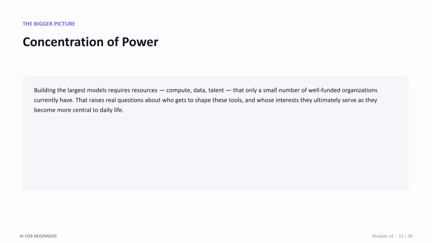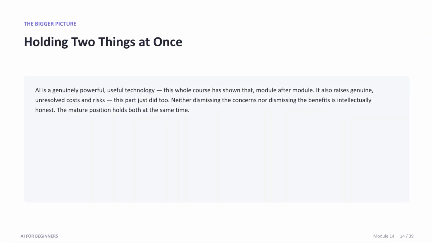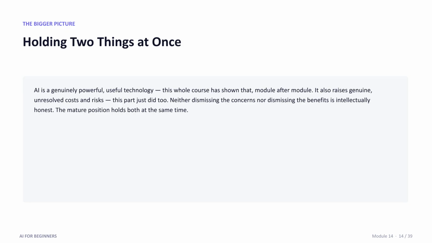Additionally, we see a concentration of power. The vast resources required to build cutting-edge AI models mean that only a few organizations currently have that capacity, which influences who controls these tools and whose interests they serve. Ultimately, holding these conflicting truths, that AI is both incredibly powerful and carries significant risks, is what being intellectually honest looks like. We must be able to consider both sides simultaneously.